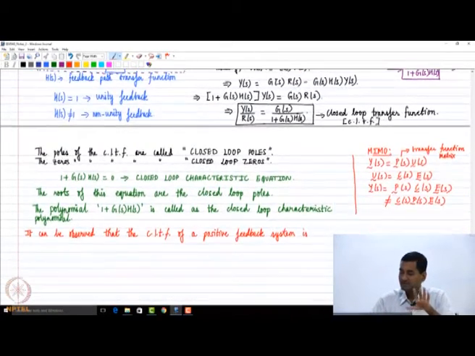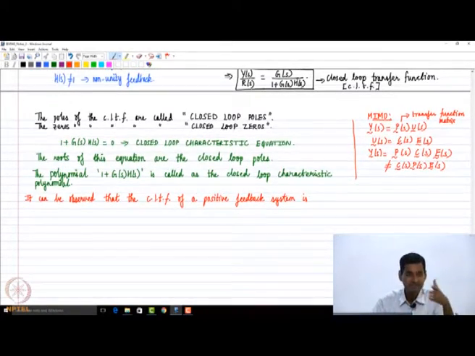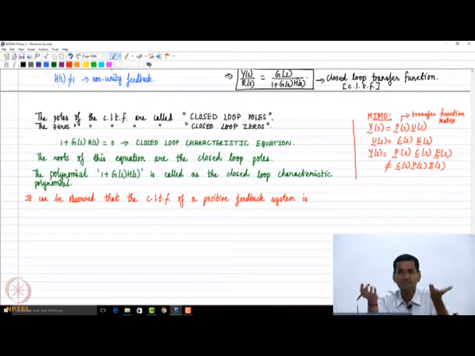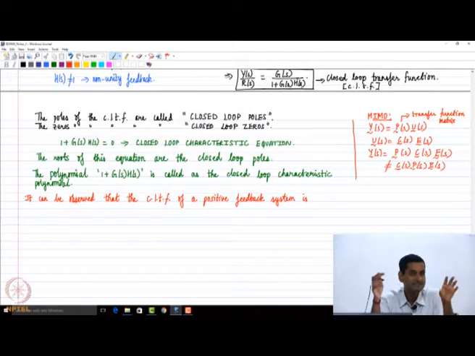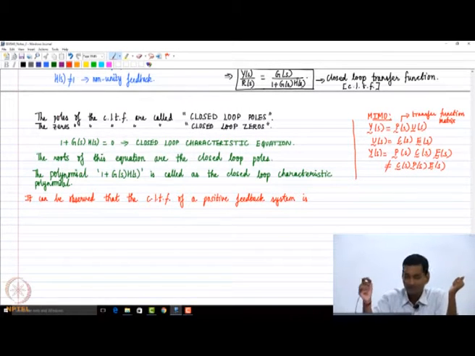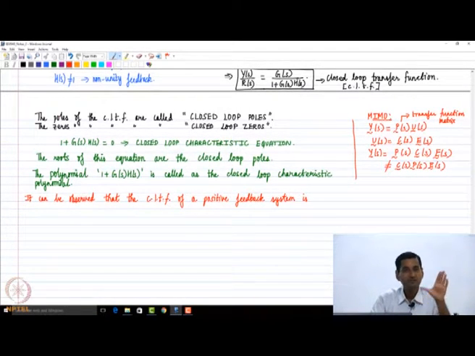So, if I have a positive feedback system, by and large we are going to consider negative feedback, because ultimately we want to subtract signals and get the difference from a practical perspective. In some cases you may have some algebraic manipulation where you may need to add the signals at the summing junction. Okay, it may happen. But in this course, by and large, we are only going to consider negative feedback. I am just pointing this out to you.